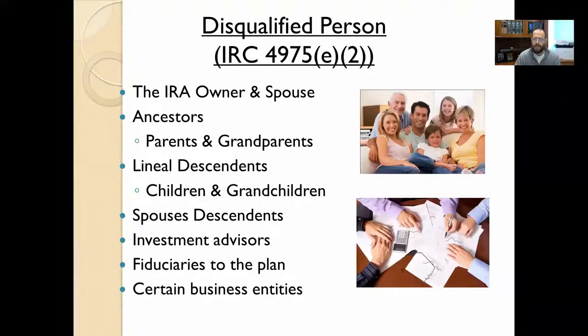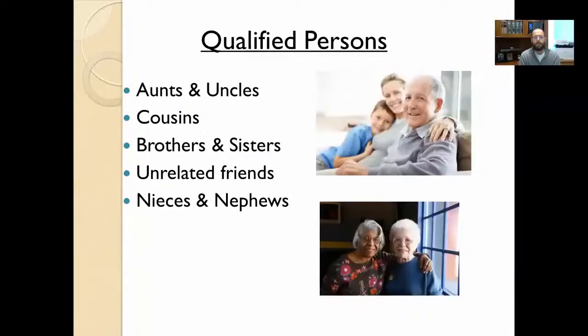There are flow charts that are available to say, is this person within this degree of relationship, yes or no? And it's very simple. Can you deal with them or not? And if you violate these rules, this is what I was telling you about, where you could have a 100% disqualification of the retirement, and that would be a big ouch. You don't want to do that. Qualified people, here you go: aunts, uncles, cousins, brothers, sisters, unrelated friends, nieces, and nephews. All right, so this is an example.